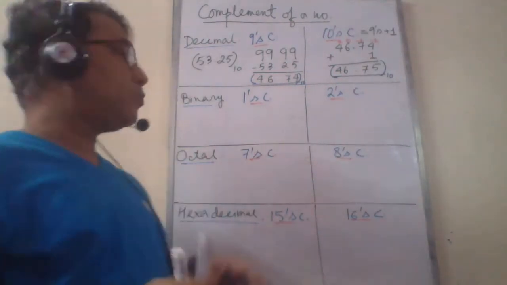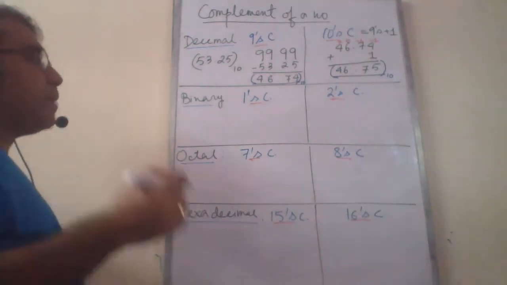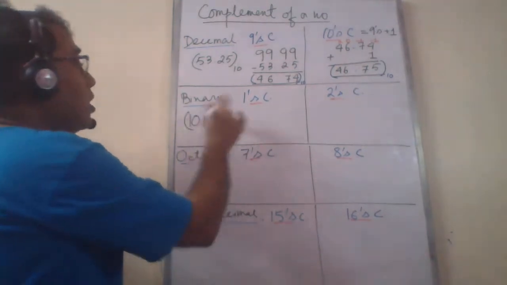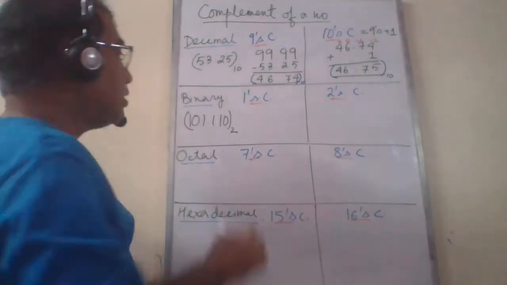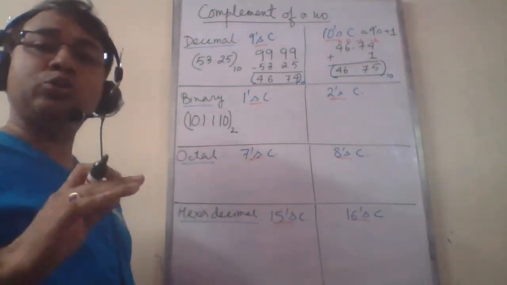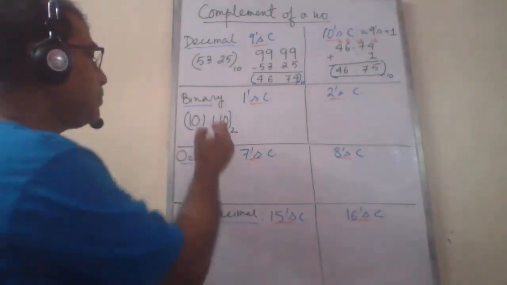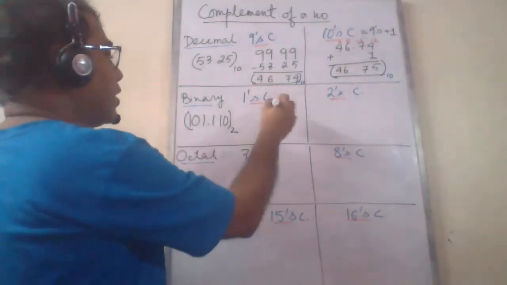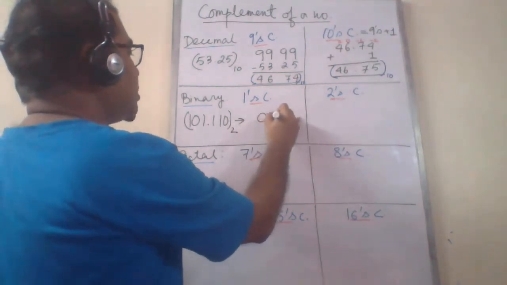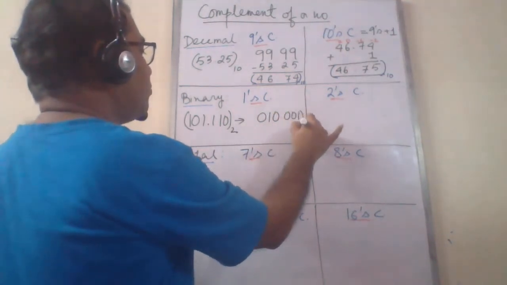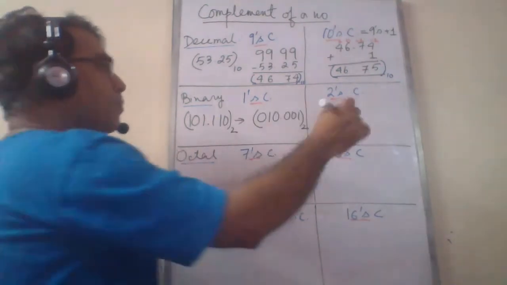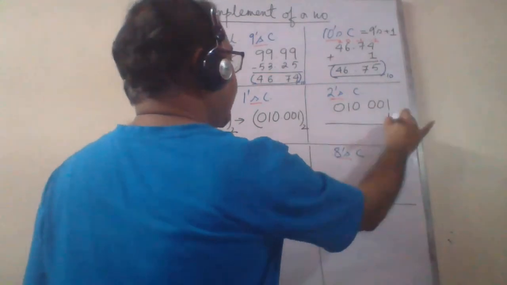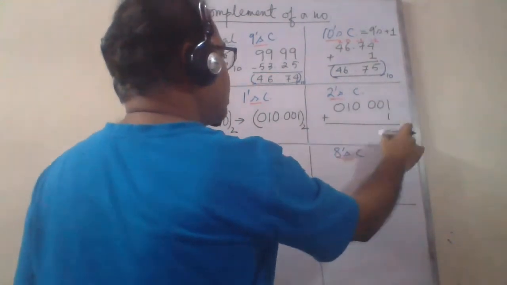Okay, now we'll proceed to binary numbers. If it is a binary number, whatever number is given, the 1's complement is very easy to find. How? Just convert each 1 to 0 and 0 to 1. So here I have taken a number as 101.110. So the 1's complement will become 010.001. And what will be the 2's complement? We'll add 1 to this value over here.